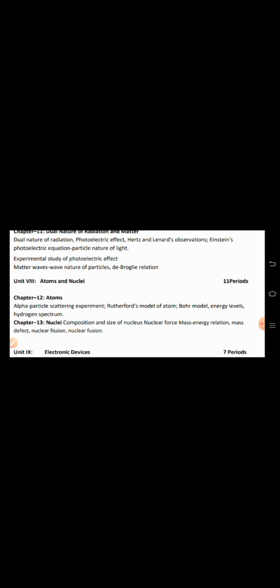Unit 8, Atoms and Nuclei. Chapter 12, Atoms, alpha particle scattering experiment, Rutherford model of atoms, Bohr model, energy levels, hydrogen spectrum. Chapter 13, Nuclei, composition and size of nucleus, nuclear force, mass energy relation, mass defect, nuclear fission, nuclear fusion.